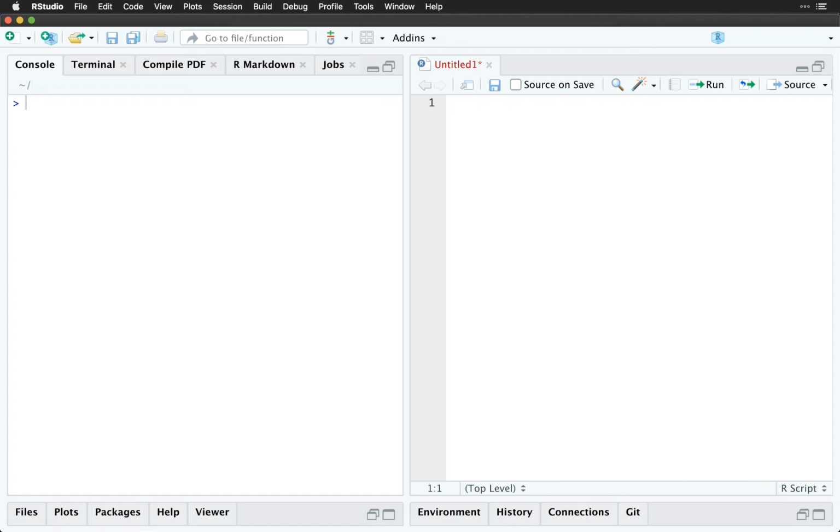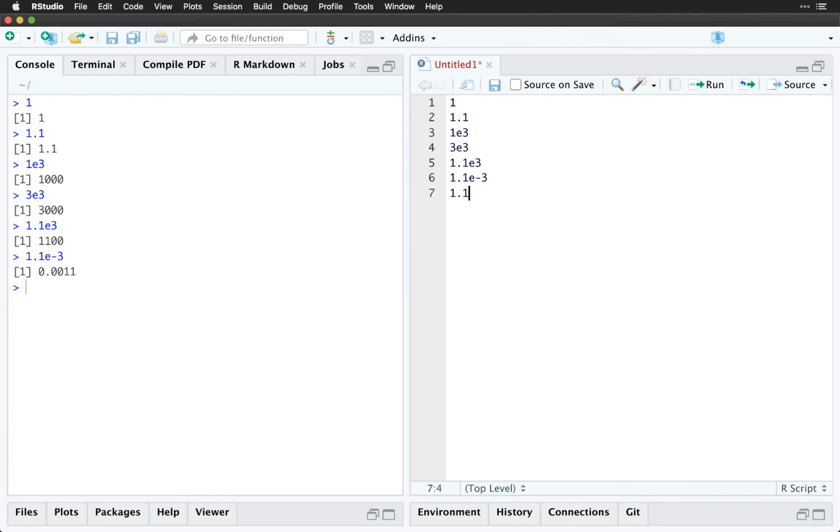At a basic level, R is just a calculator like any other, so I can input numbers like 1 or 1.1. I can also input them in scientific notation like 1e3, or 1 times 10 to the 3, or 1000. I can input 3e3 to get 3000. I can also use decimals in the scientific notation, so 1.1e3 would give me 1100, or 1.1e-3 would give me 0.0011. I can also use the capital E, like 1.1E3, but that's a little bit less common.